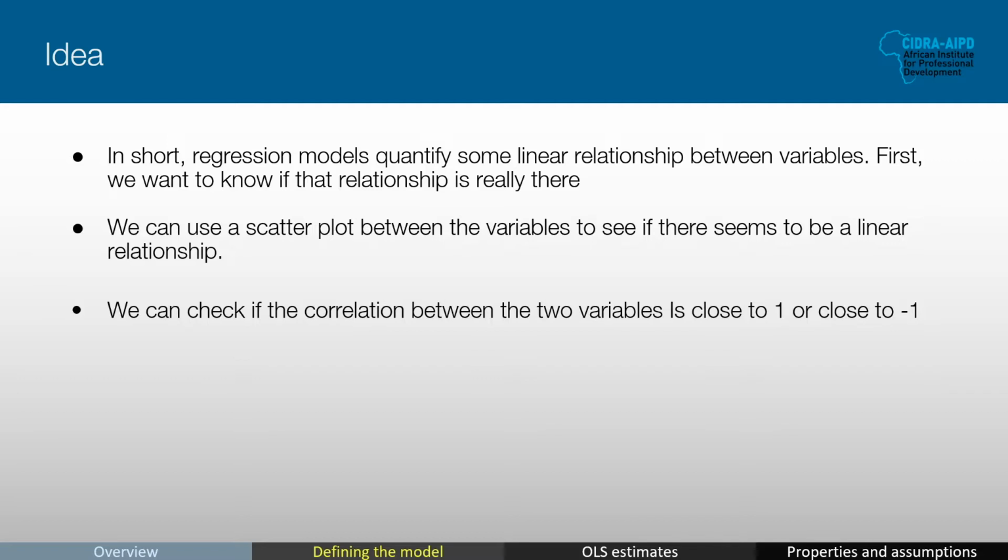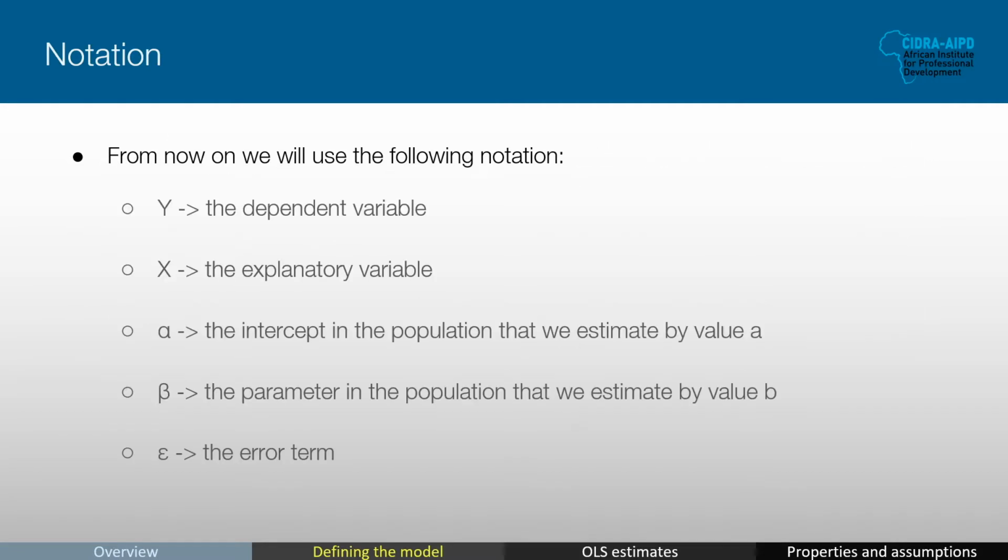We're going to see if, just eyeballing, there seems to be some relationship there. Another thing we can do is check the correlation between the two variables. The correlation roughly explains by what number one variable increases if the other one does as well, or decreases if correlation is lower than 0. Using these two checks, we can quickly see if some linear relationship seems to be there and use this as a basis for our regression analysis.